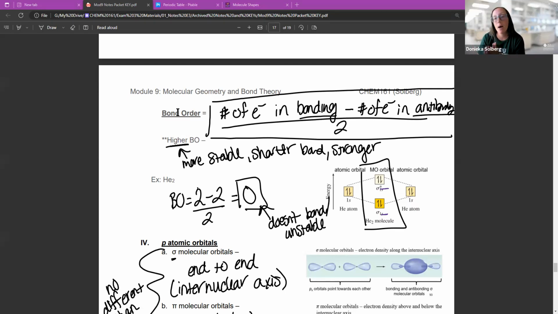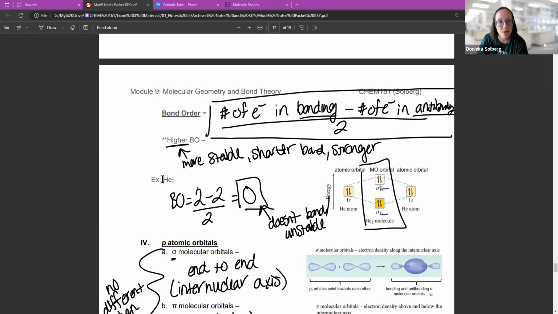Now, when we have MOs, or molecular orbitals, calculating the bond order is a little bit more difficult. We do have to actually calculate it. The way that you do that is the number of electrons in bonding orbitals minus the number of electrons in antibonding orbitals, divided by 2. And that's it. Again, the higher the bond order, the more stable, the shorter, the stronger the bond. So higher bond orders are a good thing. Lower bond orders are not as stable, not as strong.